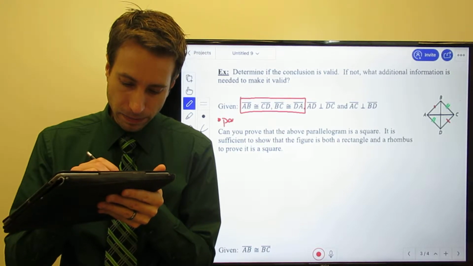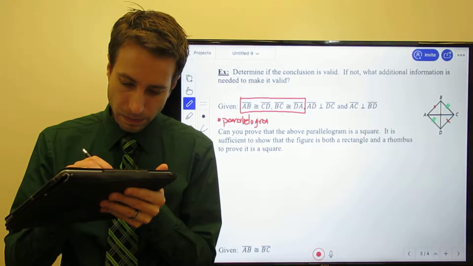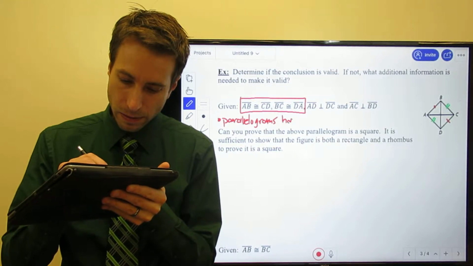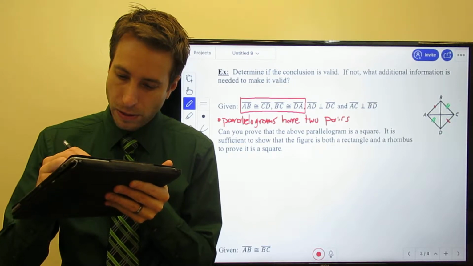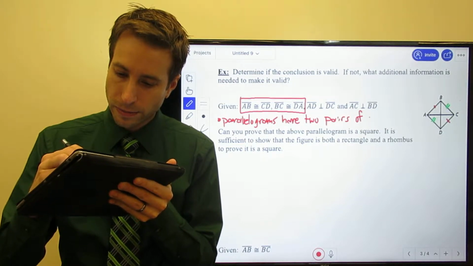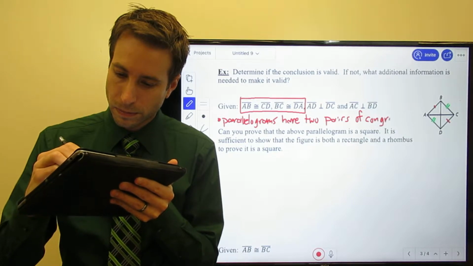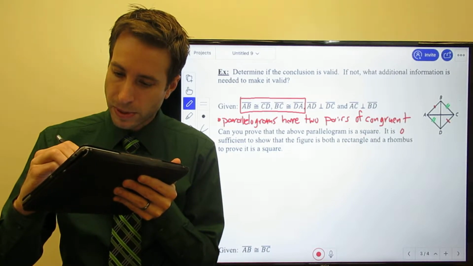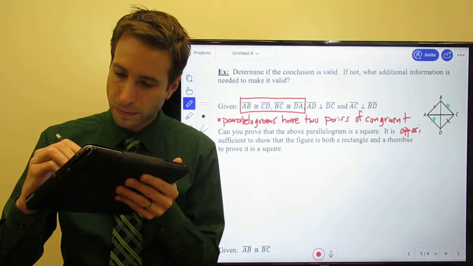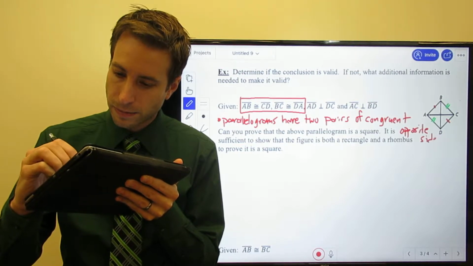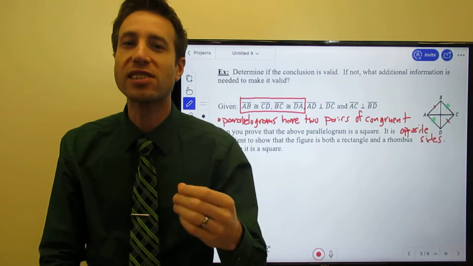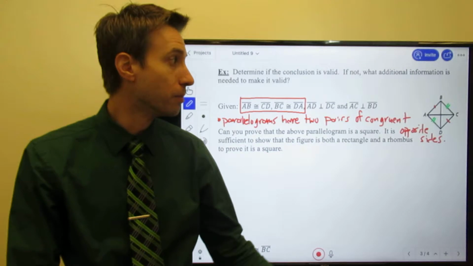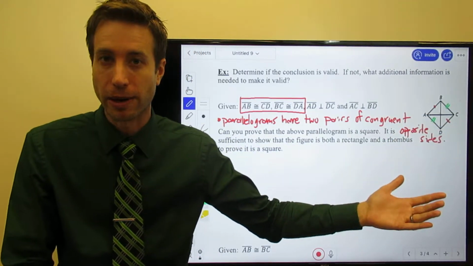Parallelograms have 2 pairs of congruent opposite sides. So this first bit of information right here is just simply me telling you the figure is a parallelogram.